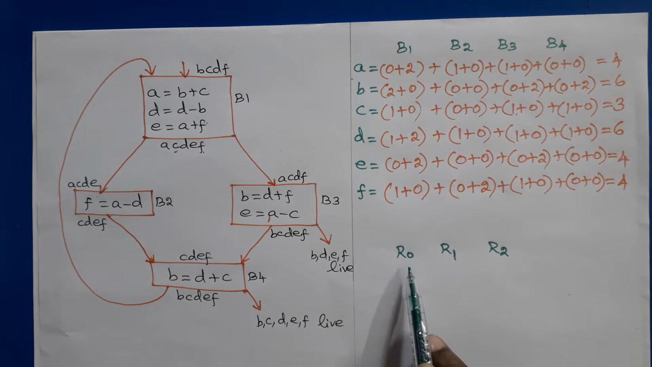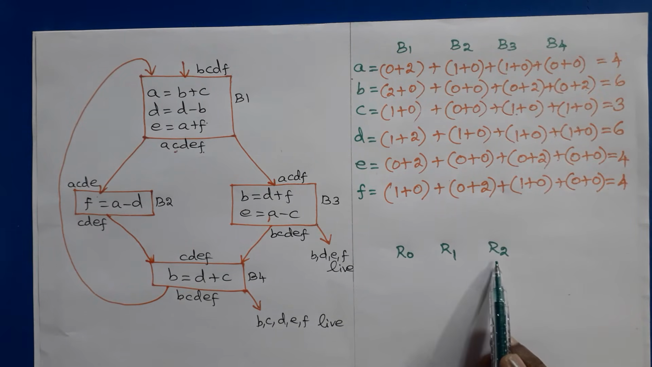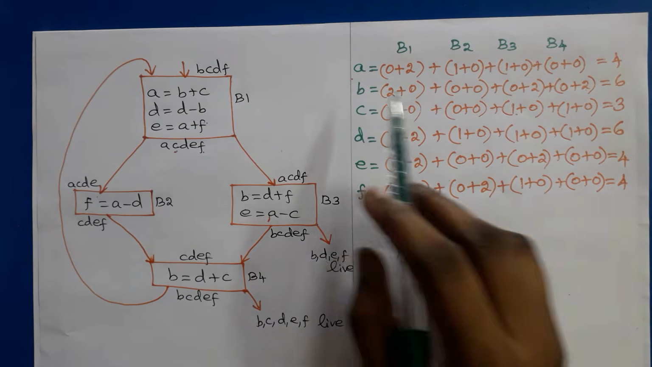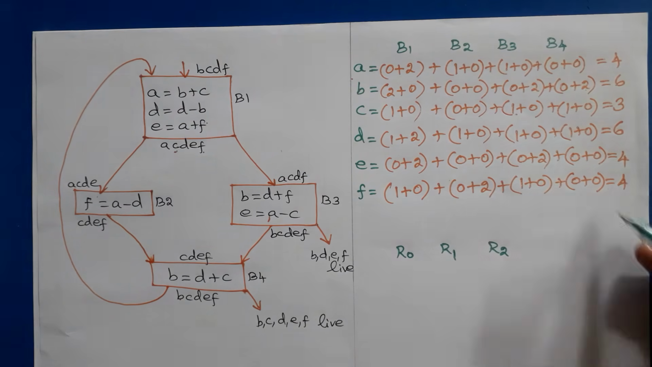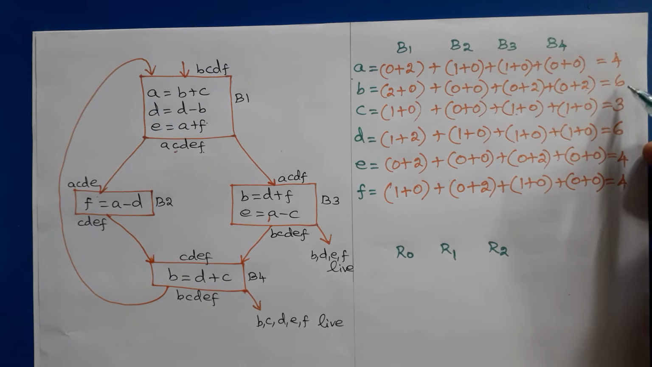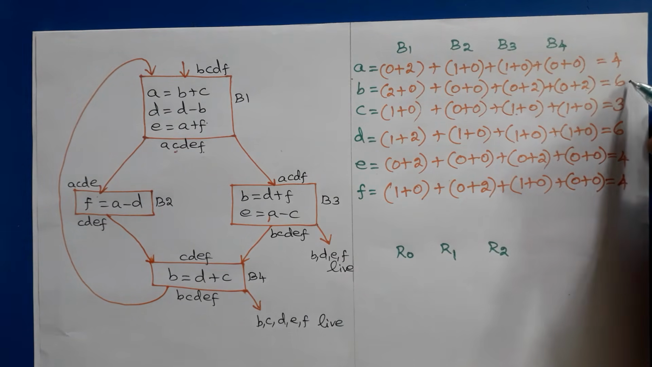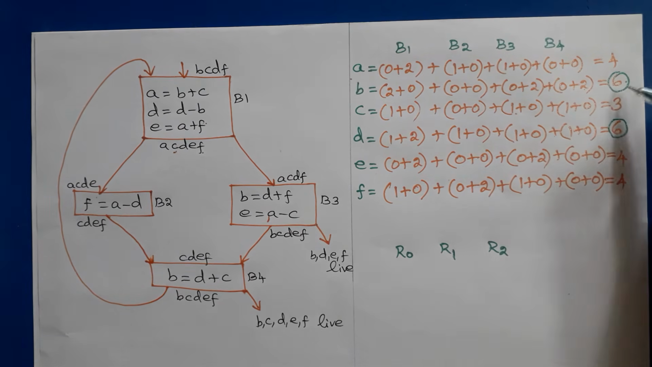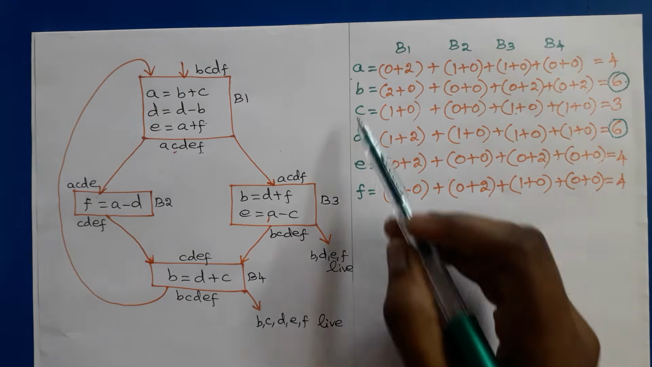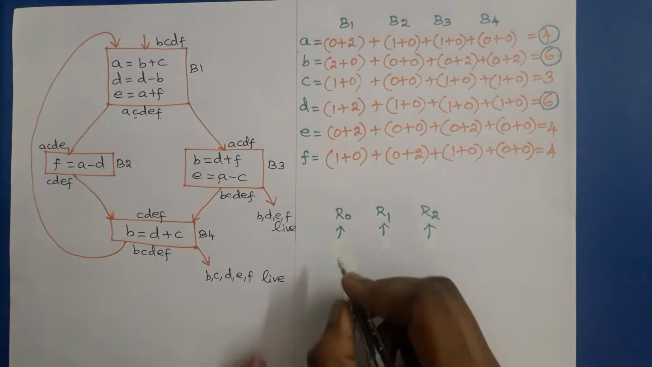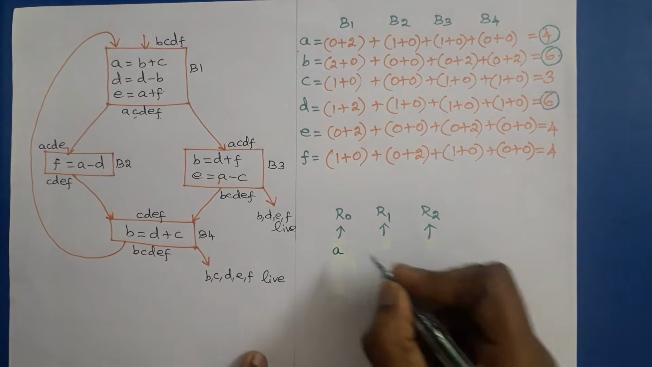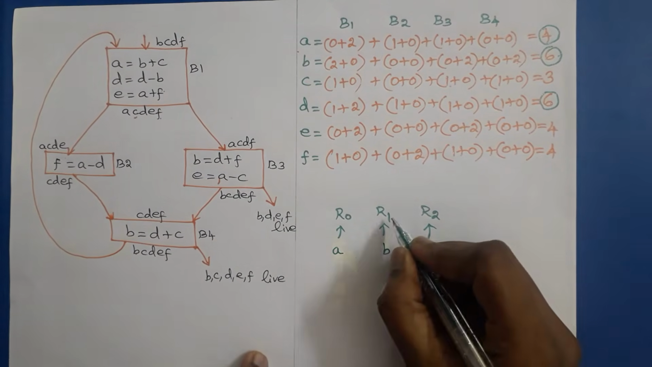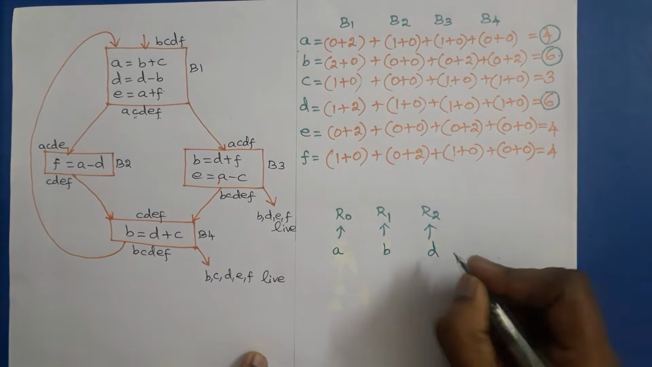And assume that there are 3 registers, R0, R1 and R2, which are the fixed registers. That is, we can assign values to the registers. We can assign 3 variables to these registers. So here these are the savings. If we select B, we can save 6 units of cost. Similarly, D means 6 units of cost. These are the highest cost. So we can select B and D. Next, we can select A for register R0, B for register R1, and D for register R2.